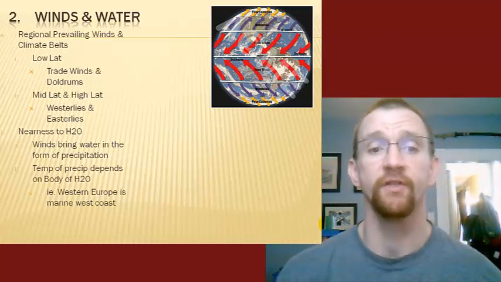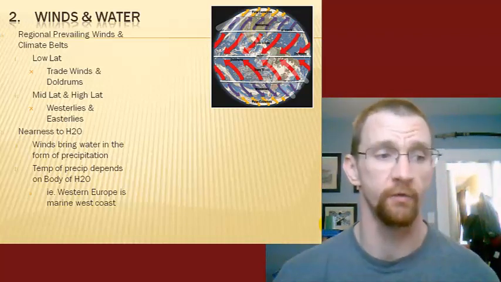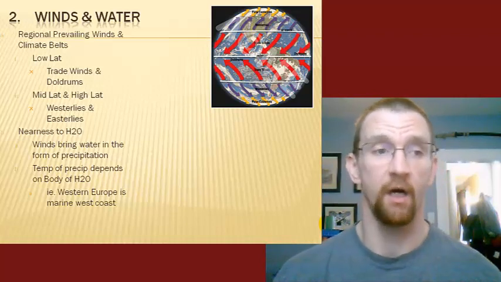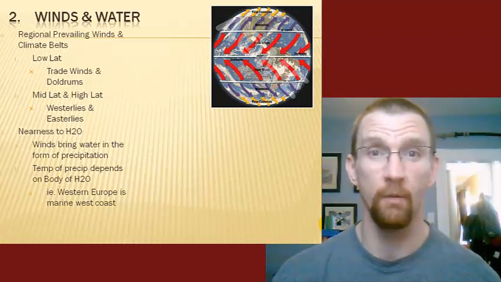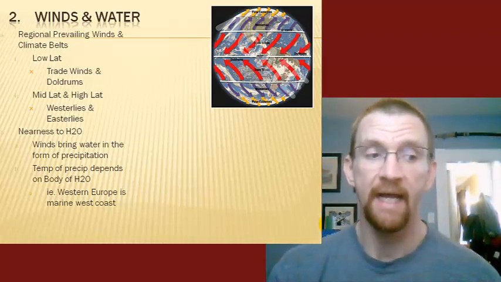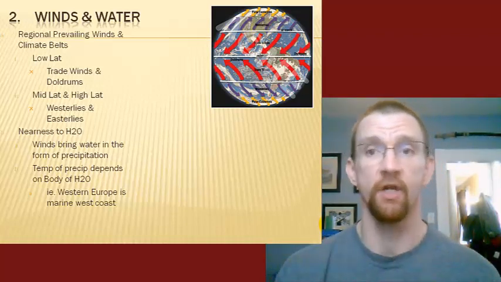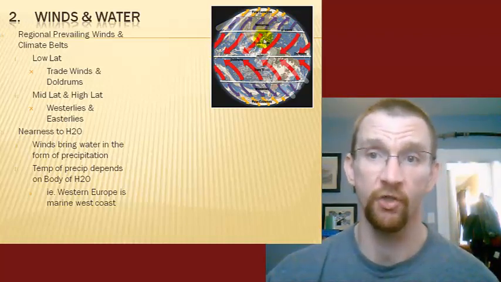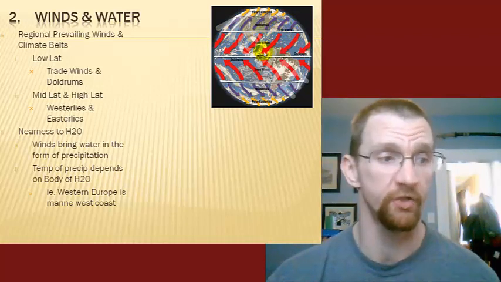The climate of Western Europe is marine west coast, okay, which is a very warm climate, which is very temperate, or much warmer than you would expect based on its latitude. It is that way because of the combination of the westerly winds, which are right here, and the North Atlantic drift, which is a warm water ocean current that drifts that way.